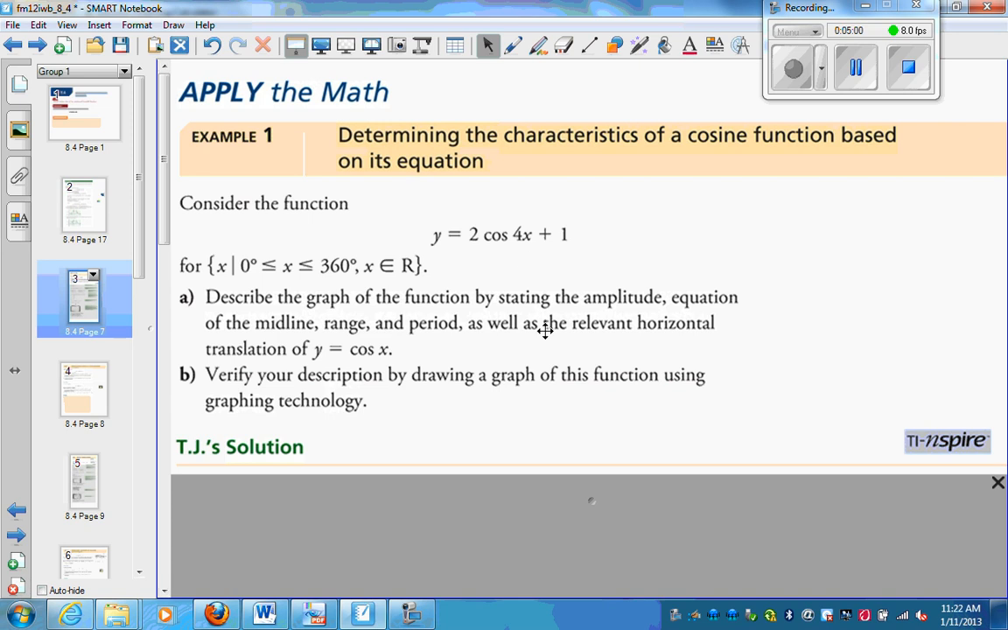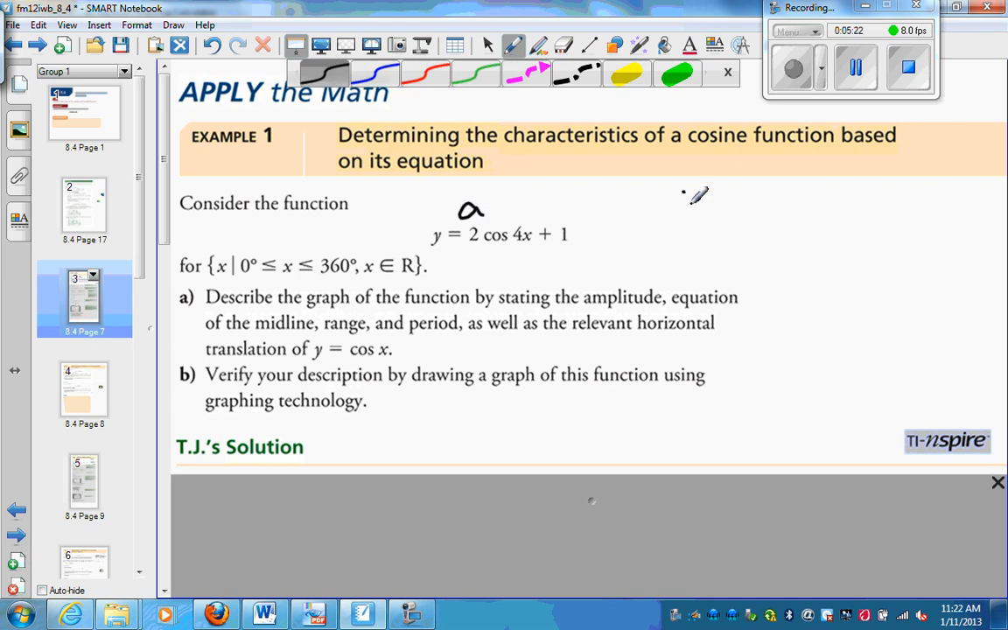Consider this function. Describe the graph of the function by stating its amplitude, its equation of the midline, its range, period, as well as relevant horizontal translation. Verify your description by drawing the graph of this function using graph technology. Okay, so first of all let's label this, because our general form is y equals a cos b, x minus c, plus d.